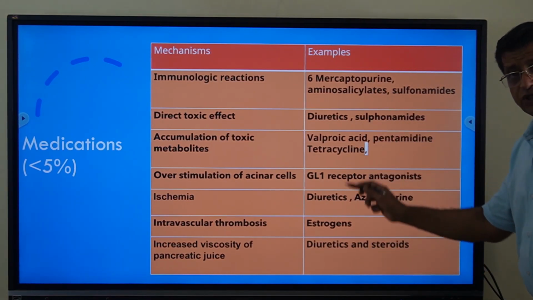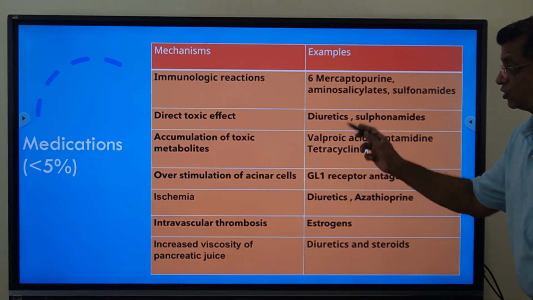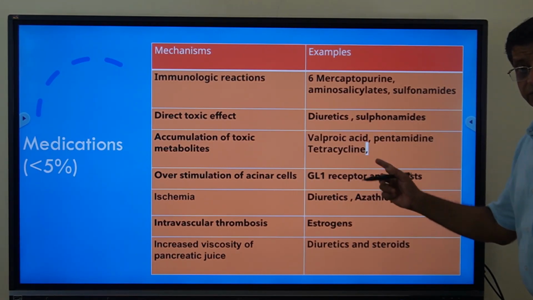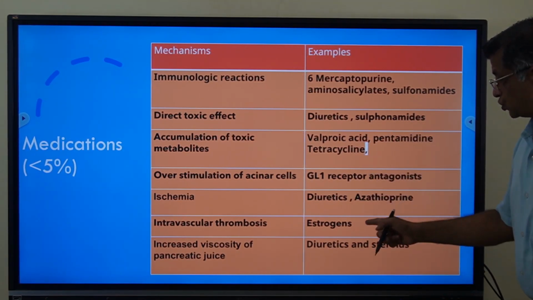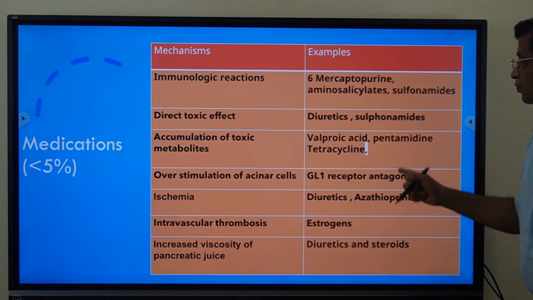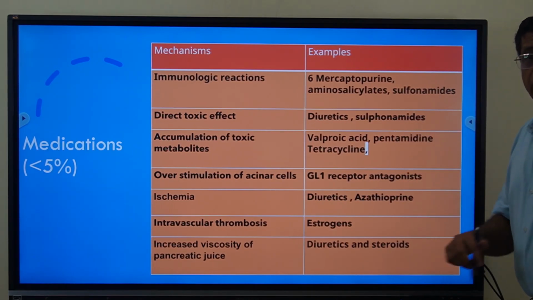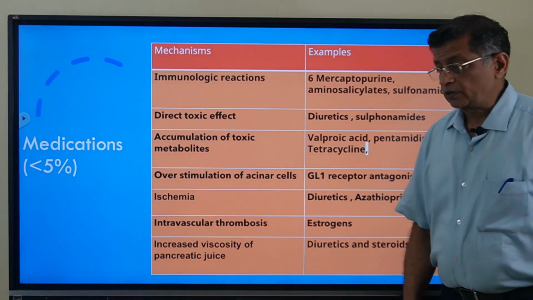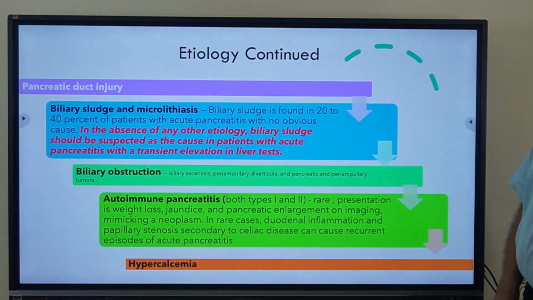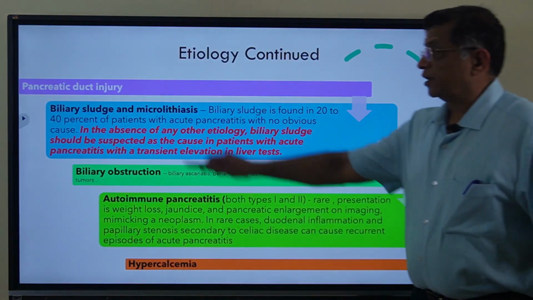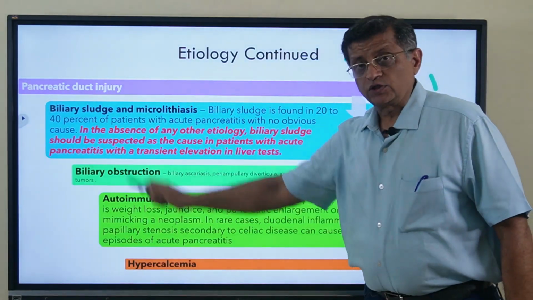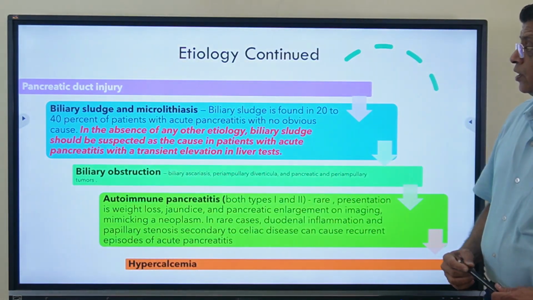So from this chart you can see that diuretics can cause pancreatitis via 3 different mechanisms. So diuretics, estrogens, and some drugs, azathioprine and sulfonamides, can make the patient prone to acute pancreatitis. Sometimes pancreatic duct injury can cause pancreatitis during surgery.